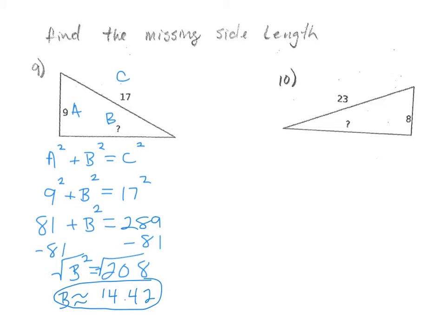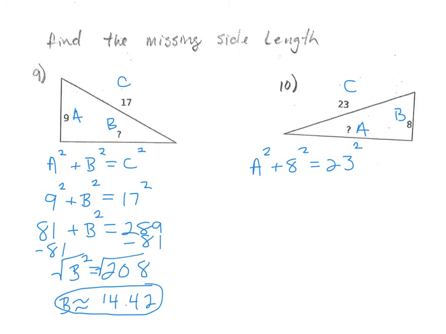Number 10 is going to be about the same thing. I'll call this one A this time, this one B. And our longest side is always going to be C. So I have A squared plus 8 squared equals 23 squared. And now I'm going to square the numbers that I can. So I'll have A squared plus 64 is equal to 23 squared.